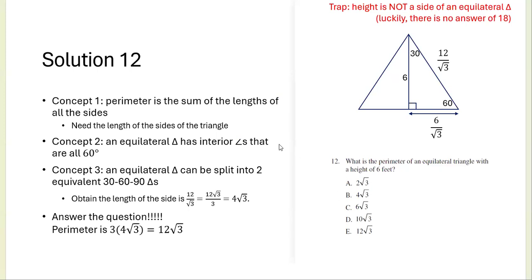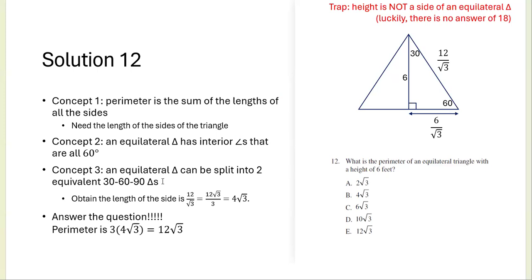Okay. Now, we also know that concept number two, an equilateral triangle has interior angles that are all 60 degrees. Equilateral triangles have sides that are equal and also angles that are equal. Okay. And then concept number three, this is more so because it works for isosceles triangles, which an equilateral triangle is an isosceles triangle.